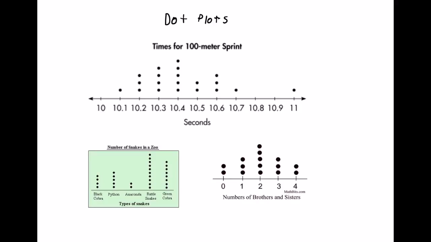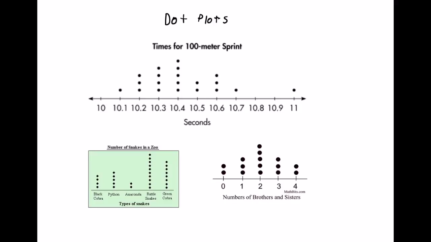Alright, the first type of graph we're going to talk about is dot plots. So you may have seen dot plots before. What they do is every time you have one of something, you put a dot at that thing. So let's look at this first one, times for a 100-meter sprint. Each person that ran the 100-meter sprint got a time. And so we can see one person got 10.1 seconds.